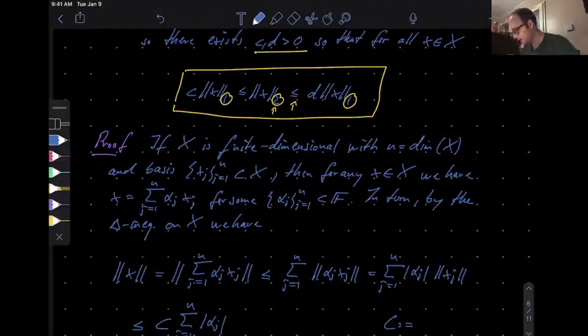Well, you have finitely many real numbers here, namely the lengths of the x j. You take the largest one, so the maximum of the norm of x j, with j from 1 to n. If you take the largest one, then that c won't depend on the summation index. You can pull it out.